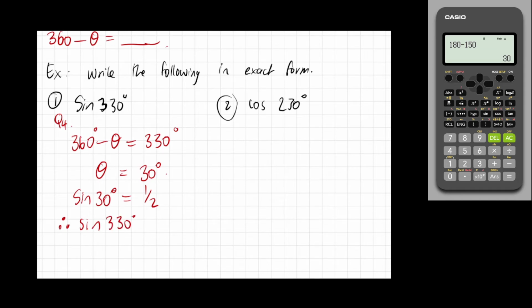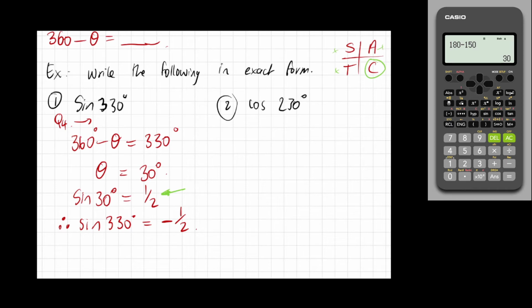Now this is where our quadrant comes into play. So remember quadrant 4. So think back to your all stations to central. Quadrant 4 is telling me that cosine is positive and anything else is negative. So because this is sine, which is not cosine, it means my answer is going to be negative. So sine is equal to negative, and then just whatever my reference angle was. So half. So it's basically just this number here, and the quadrant is telling me whether my answer is going to be positive or negative, okay?